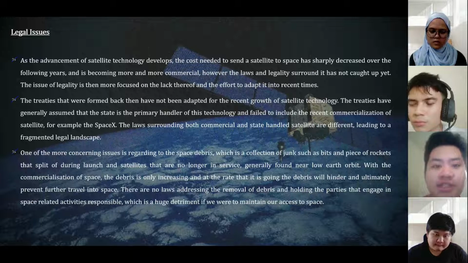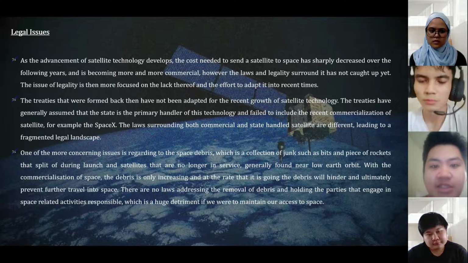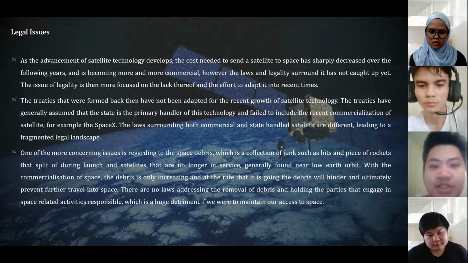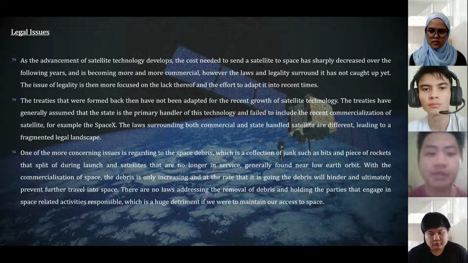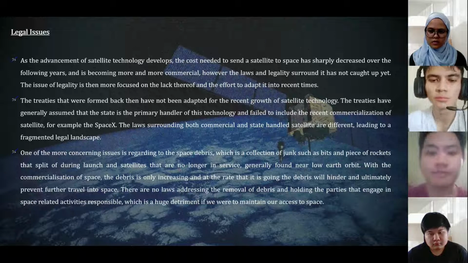There are no laws addressing the removal of debris and holding the parties that engage in space accountable. It is a huge issue if we are to maintain our access to space in the future. I will pass it to my next teammate to present.